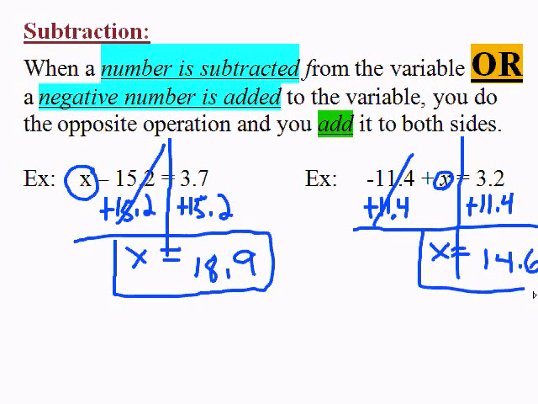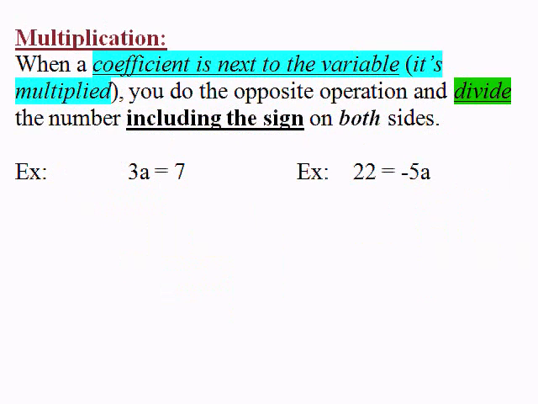14.6. When a coefficient is next to the variable, meaning it's being multiplied, you do the opposite operation and divide the number, including the sign, on both sides. Taking a look, 3a equals 7. We want just a, we do not want the 3. So we're going to get rid of that 3 in a slightly weird way. We're going to divide by 3. 3 over 3 gives us 1a equals 7 over 3.